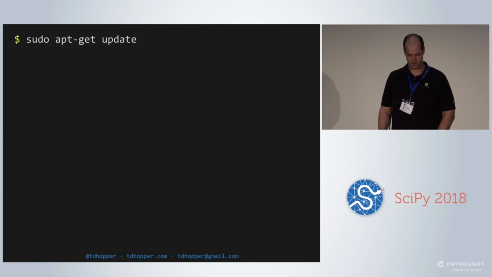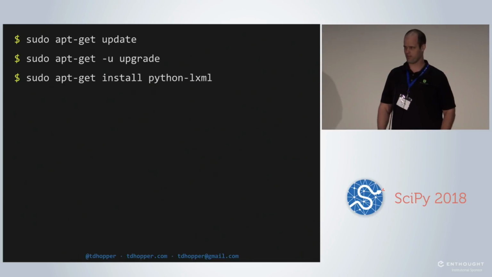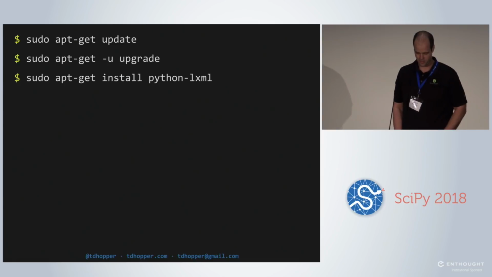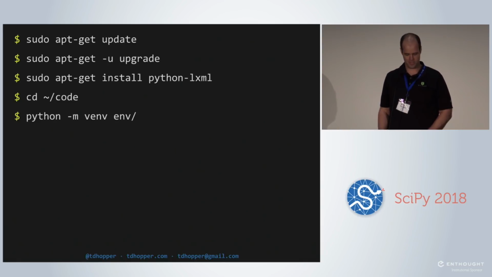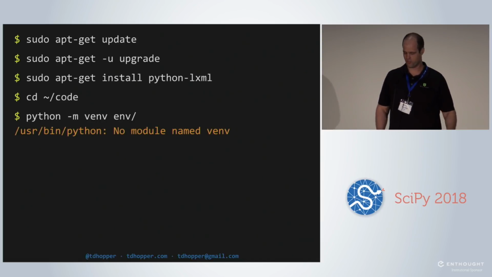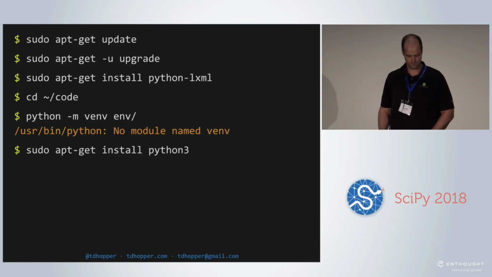I'm very clever. I actually remember to update apt-get and then even upgrade the things that are already installed with apt on the machine. And then I think I might want to use Beautiful Soup to do some scraping or something, and I remember something about these LXML errors. So I go ahead and install Python LXML with apt. And then I go into my code directory that I somehow got on there with rsync or something. And then I go to create a virtual environment. And oh look, there's no module named venv because Python 2 was what was installed on my machine, and I'm trying to use the Python 3 venv module. So I go back and apt-get install Python 3.